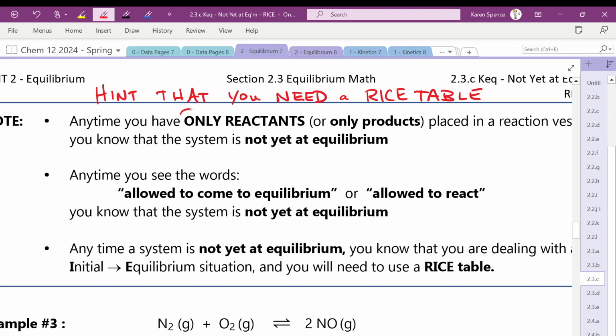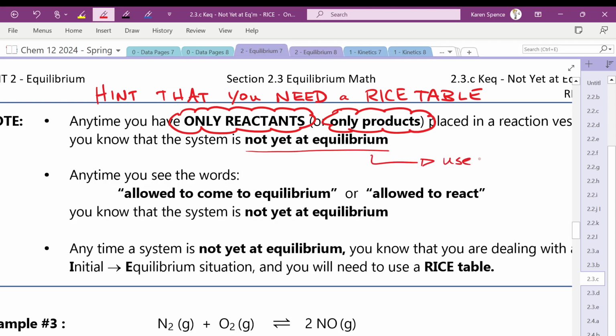Anytime you have only reactants or only products, that's going to tell you, oh, if I have only reactants or only products, I am not yet at equilibrium. Therefore, I need to use a rice table.